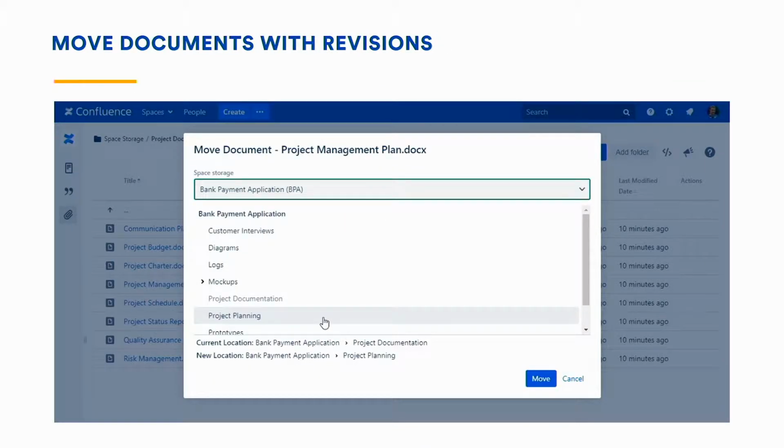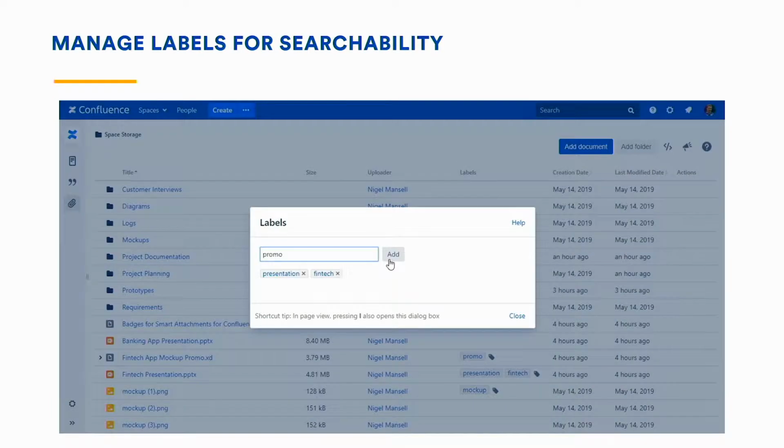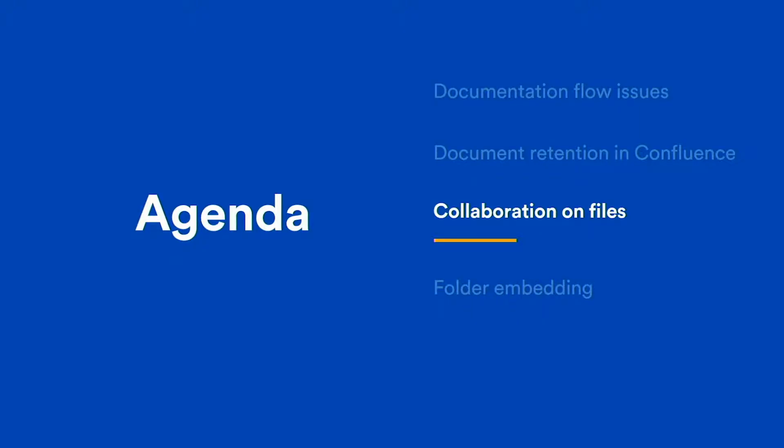If you have accidentally uploaded a file to the incorrect folder, you can quickly move it to another space storage or to another folder within your current space storage. For better document searchability, you can add labels, so you can further find these documents uploaded into the space storage with other attachments stored on other Confluence pages. So it's not a problem too.